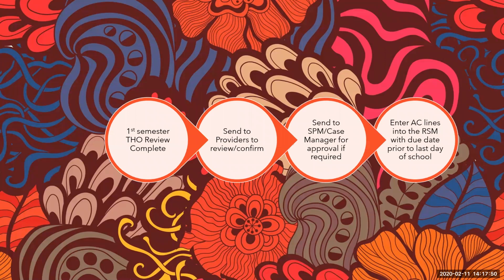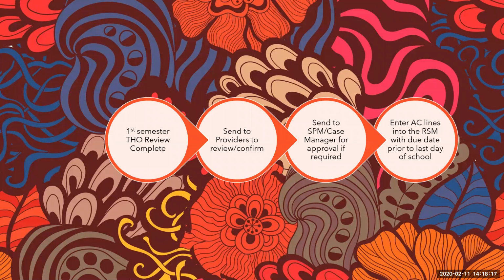And then from there, if you have to send it to your special programs manager or case manager for approval, go ahead and do it after the providers looked it over with a list of things that you want to add as AC time to the RSM. Some of you don't have to have that approval. Some of you, it has to go to an IEP meeting, to an IEP team decision to add the AC time. Some of you, it just needs to be reviewed by the special programs manager. And just go ahead and get that to them.